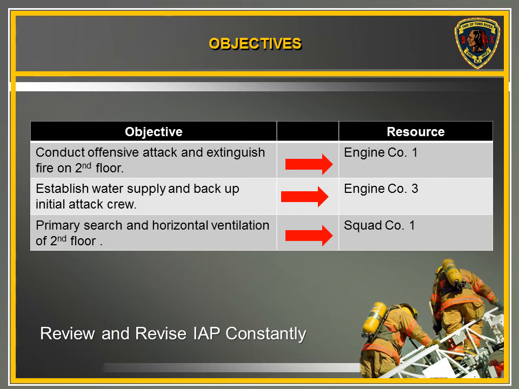His next priority is establish a water supply and then back up the first crew with a second hand line. So his next resource that's available is Engine 3, so he's going to assign that objective to Engine 3. And lastly, primary search and horizontal ventilation of the second floor is part of his incident action plan. That's his objective. And he has Squad 1 to do that.